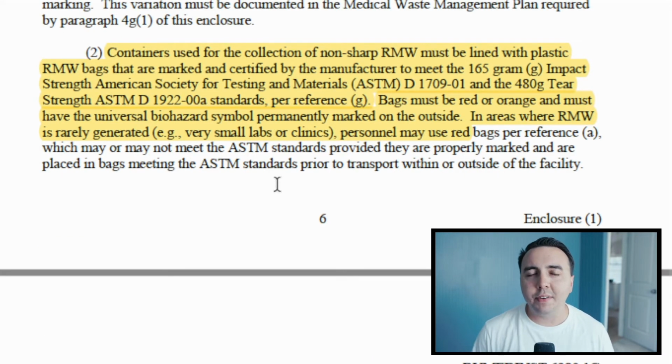Now, obviously, as you have regular medical waste, which might be sharps or whatever else, you're going to make sure that you have this bin lined with some kind of plastic liner, which has some specification. So it says here that the regular medical waste must be lined with the manufacturer's requirements to meet the 165 gram impact strength and also the 480 gram tear strength. Don't know if that would be a question, but it's a number, so let's take a gander and say it might be on the test. And those bags must be red or orange. It must have the universal biohazard symbol as well, permanently marked on the outside.